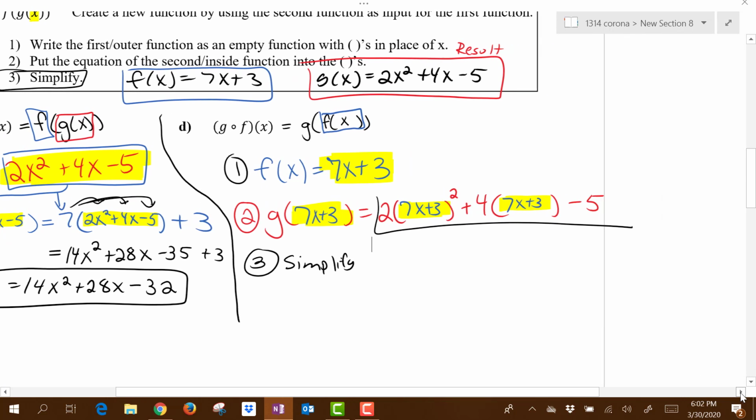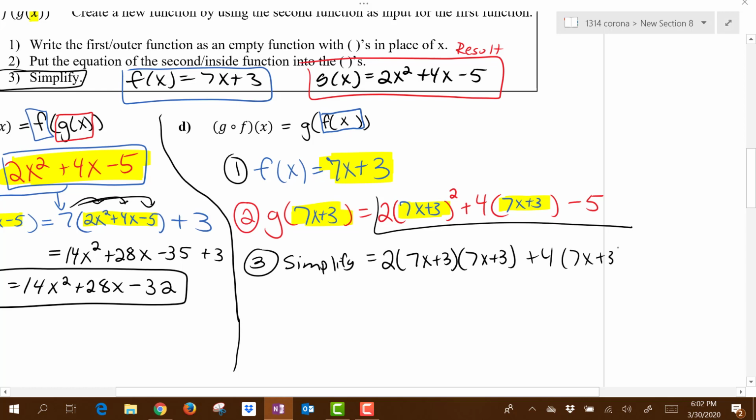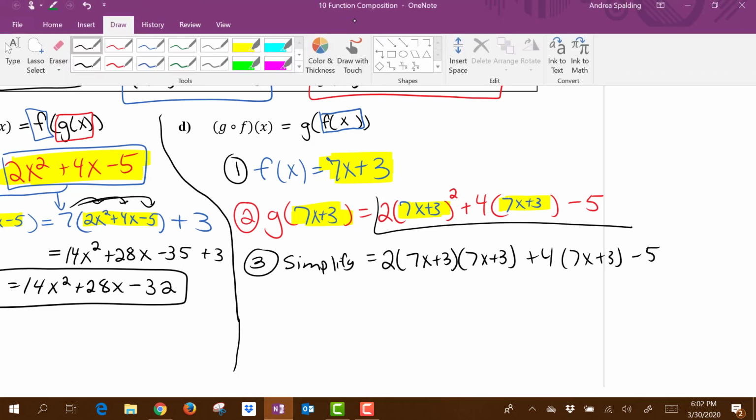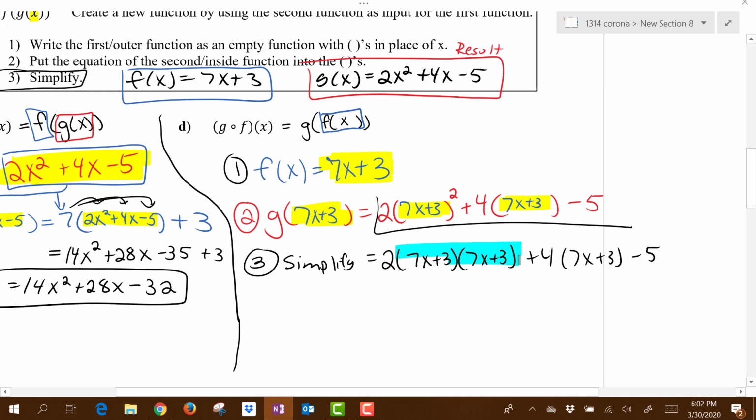Okay, order of operations says we have to do exponents first. So I am going to square first. Okay, and squaring 7x plus 3 means to multiply 7x plus 3 times itself. So I'm going to write 7x plus 3 times itself, 7x plus 3. Alright, so we're going to do our squaring first. So what do I get when I multiply 7x plus 3 times 7x plus 3? Well, in order to do this, we have to FOIL. Okay, we'll distribute the 2 in a little bit, but first let's FOIL this.